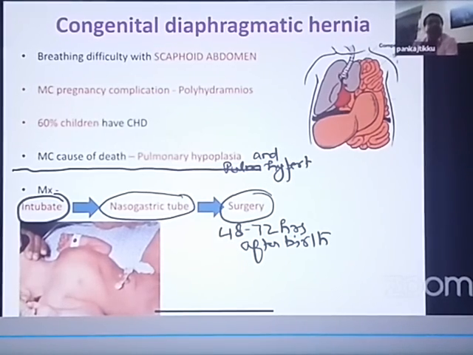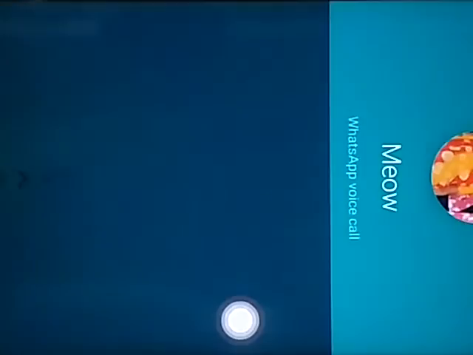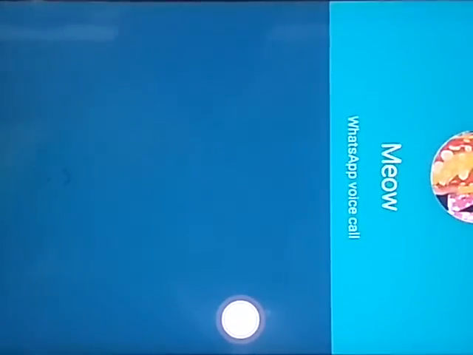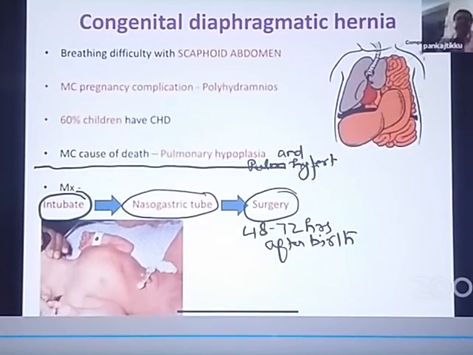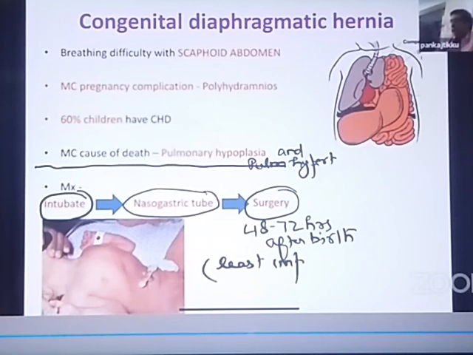And how will you make the child stable? First, intubate so that at least now the child is receiving enough oxygen. Second, deflate the stomach by pushing in a nasogastric tube so that the lungs get more space to expand. And then you do a surgery, which is normally performed between 48 to 72 hours. So it's the least important prognostic marker.